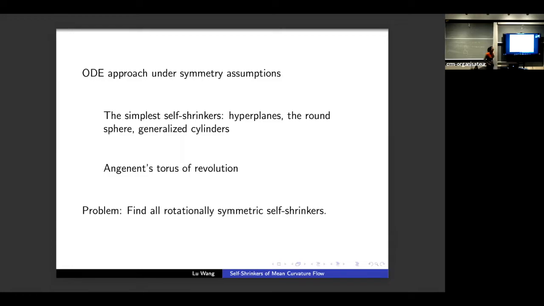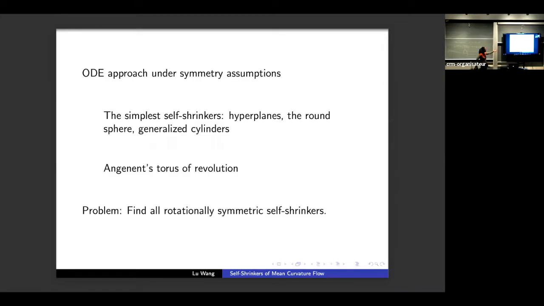So then what is amazing is that even though it's an ODE, you cannot find the solution in closed form. He actually used this topological shooting method to show the existence of some solution, but you don't have a closed formula for the solution. His solution is actually a topological torus. So there's an open problem in the field: can you find all rotationally symmetric self-shrinkers?